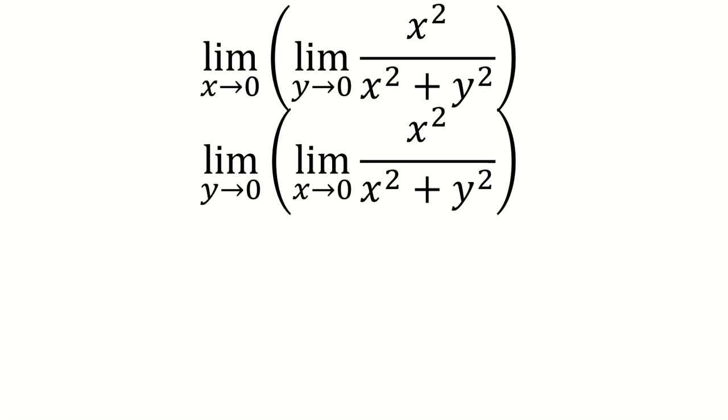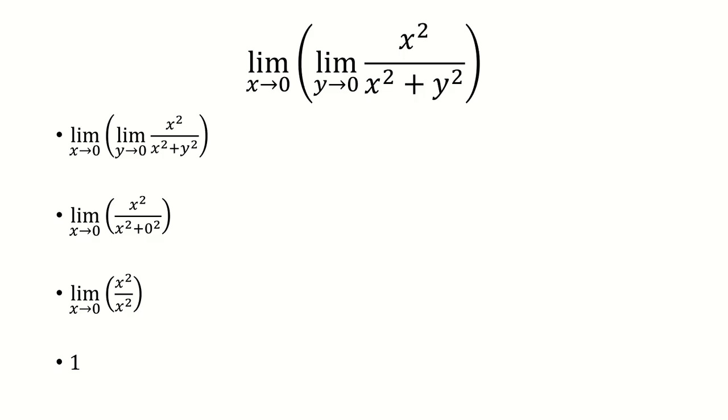In this video, we want to find the limit as x approaches 0 of the limit as y approaches 0 of x squared over x squared plus y squared. And then the limit as y approaches 0 of the limit as x approaches 0 of x squared over x squared plus y squared. In order to solve both of these limits, we want to start inside.